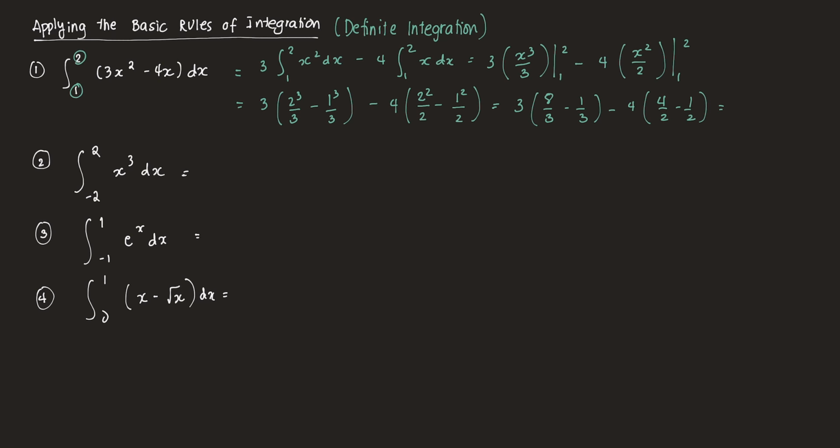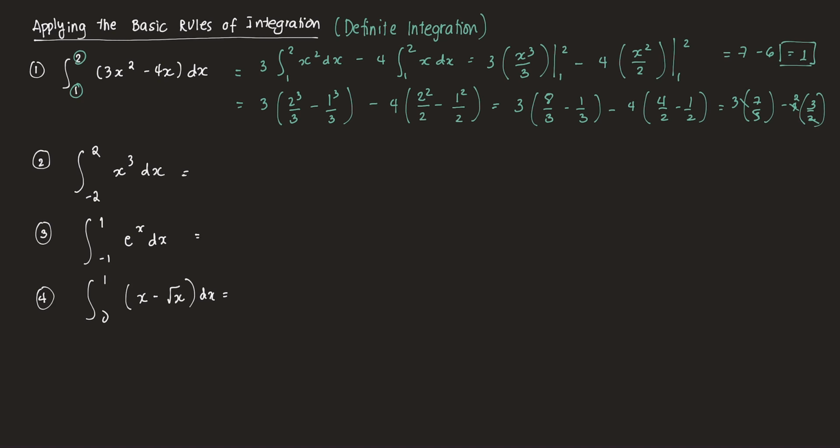And we get 3 times 7 over 3 minus 4 times, in this case, 3 over 2, right? So we can cancel this out, and then we can simplify this as 2. So that's just going to be 7 minus 6, which is equal to 1. Therefore, the solution to this is equal to 1.